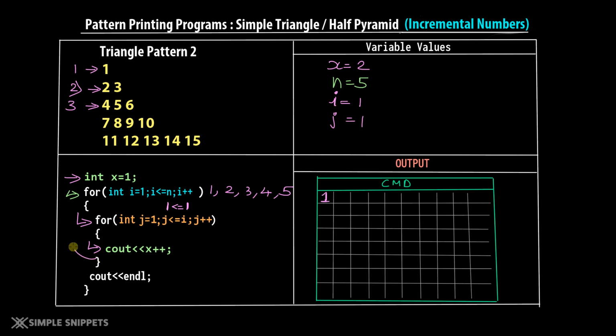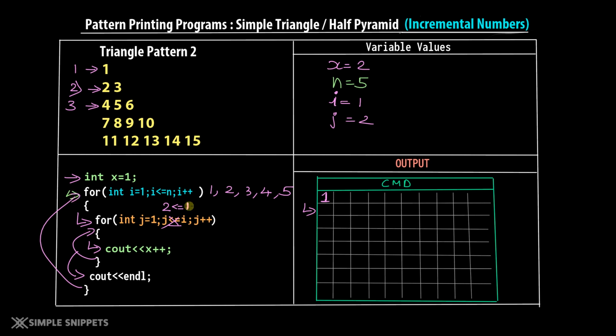Now after this, again you'll come at the start of the for loop, you'll say j plus plus. So j will become 2. So again you'll check the condition. Is 2 less than equal to 1? 2 is not less than 1 because I is still 1, right? So this condition will become false. You'll come outside the for loop, that is outside the inner for loop. You'll say cout endl and come on the new line.